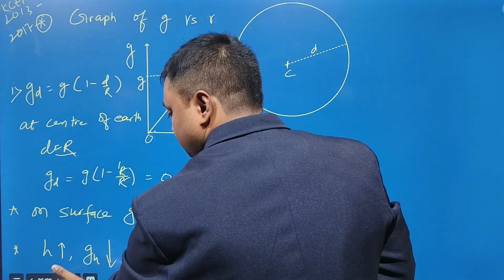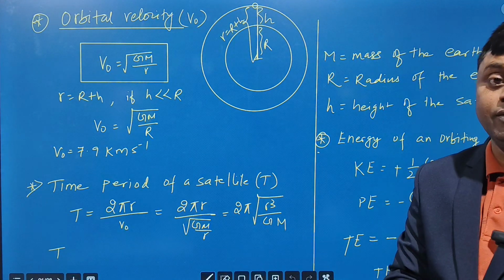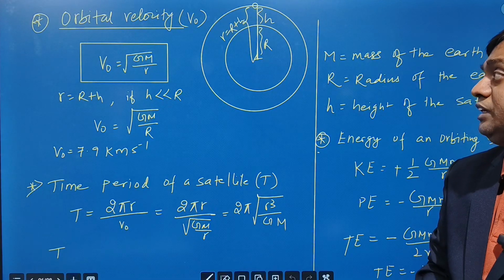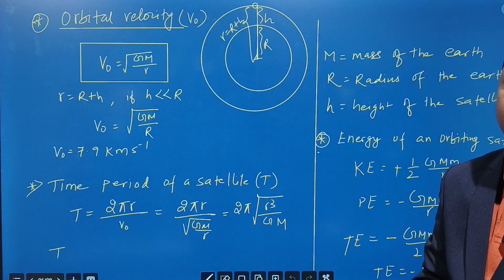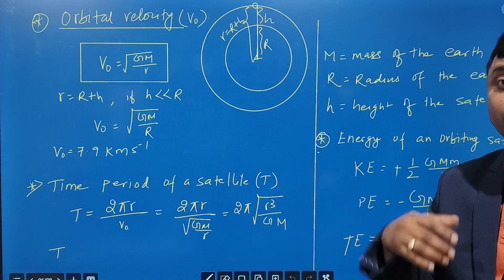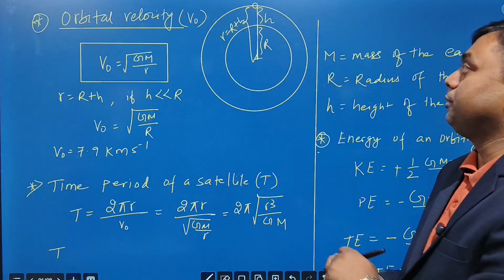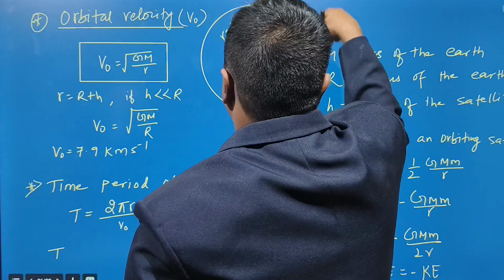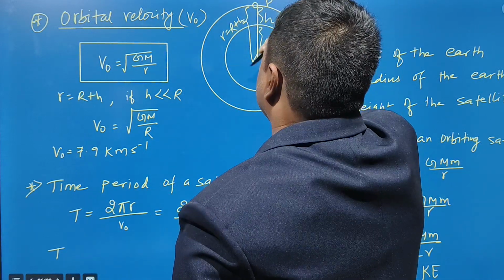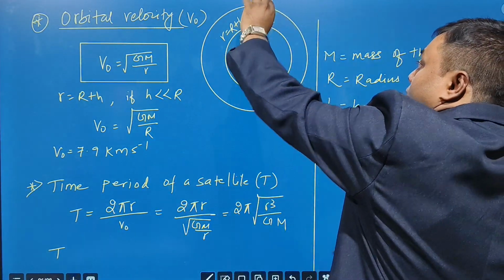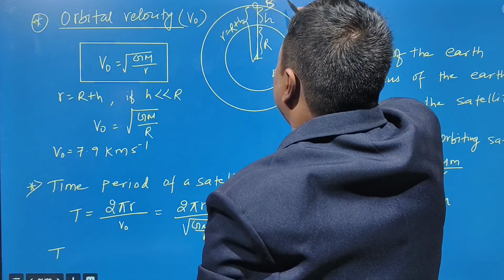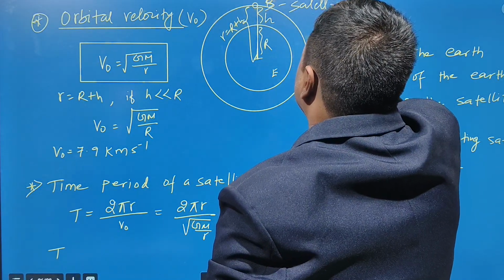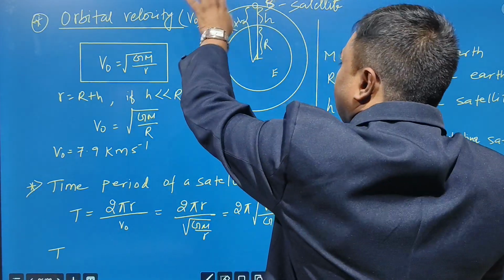Next concept is orbital velocity. What is orbital velocity? The velocity acquired by the satellite to revolve around the planet. Here let's take P as the planet, let's say this is Earth. S is the satellite, and the satellite is revolving around the Earth.